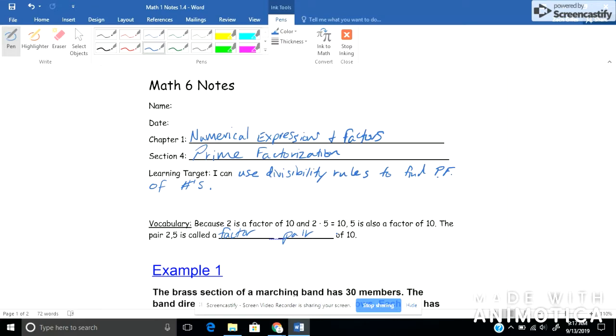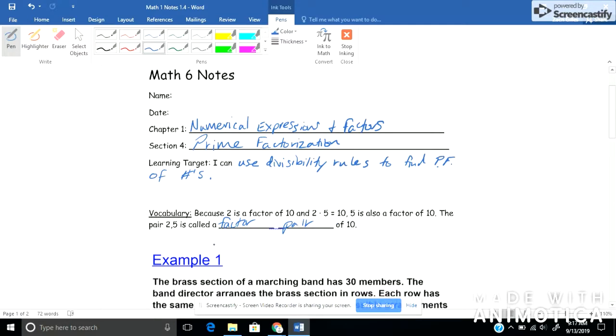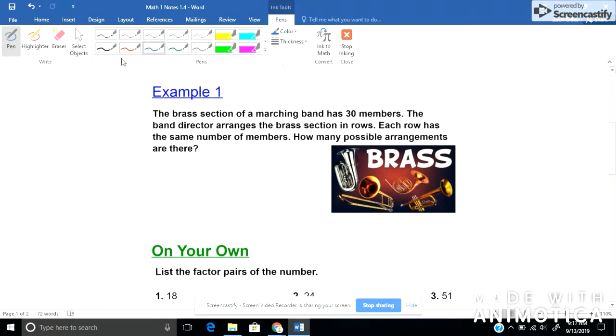Whenever you hear the word factor, be thinking about the operation multiplication. Okay, so let's move on to our first example then. And it says the brass section of a marching band has 30 members. The band director arranges the brass section into rows. Each row has the same number of members. How many possible arrangements are there?